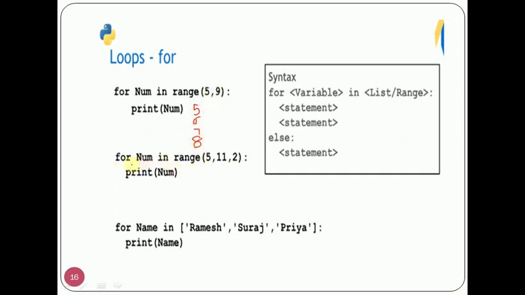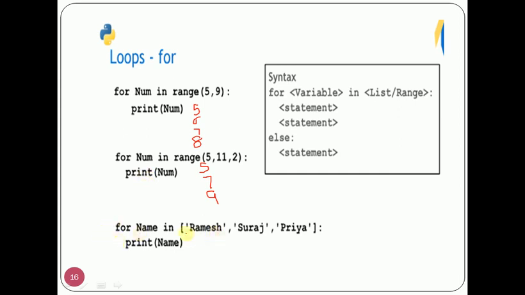Next example, for num in range(5, 11, 2). Here the step value is given, that is 2. It starts from 5. 5 becomes 5 plus 2, it becomes 7. Then it becomes 9. And next is 11. 11 is not possible. So this is the output. Here print will move each element to the next line.